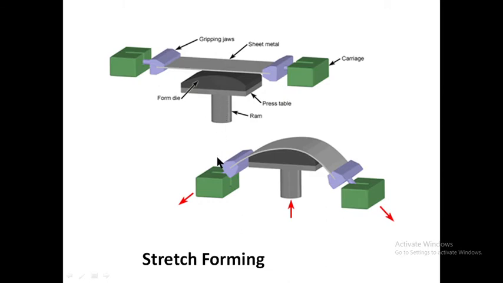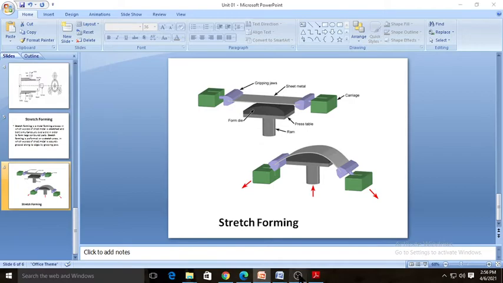When this sheet is gripped between the grippers or jaws, then this die or ram applies pressure on the sheet, causing the sheet to bend, or you may call it stretch, and get a shape as per the ram. So this is the before working, and this is the after working structure of this sheet here. Now I am going to show you some videos of this stretch forming process.